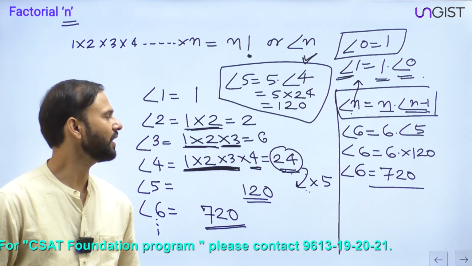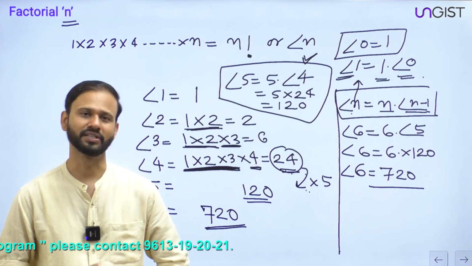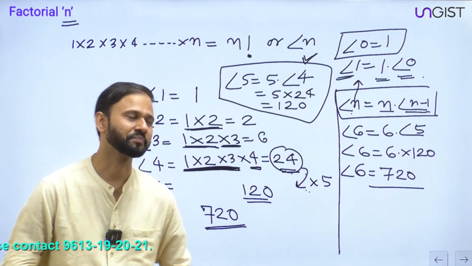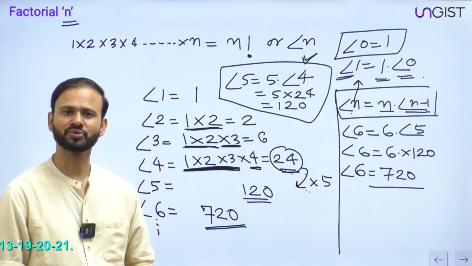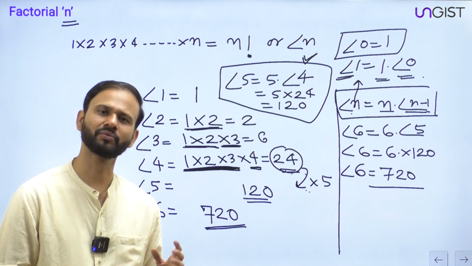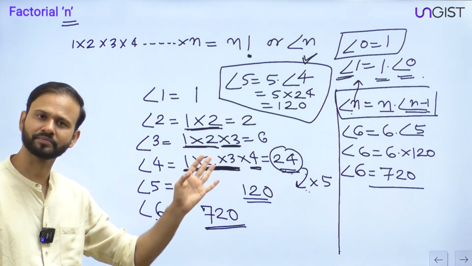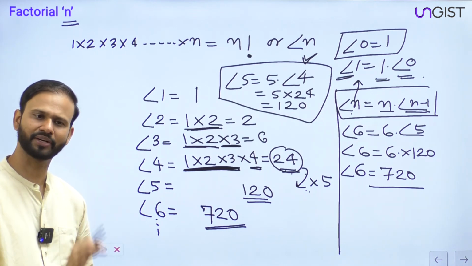Clear? It's a very important thing actually. Factorial 0 is equal to 1, and a very simple thing also. But most of us don't know why factorial 0 is equal to 1. We know factorial 0 is 1, but we don't know how we should prove it. Clear with the factorial things?